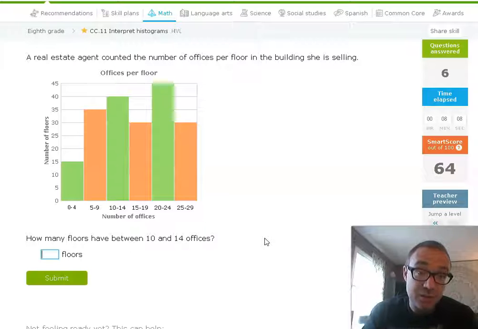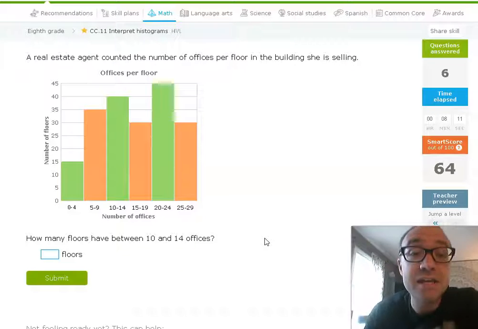And then that's it. So you will have a project at the end of this unit where you're going to be making your own histogram.